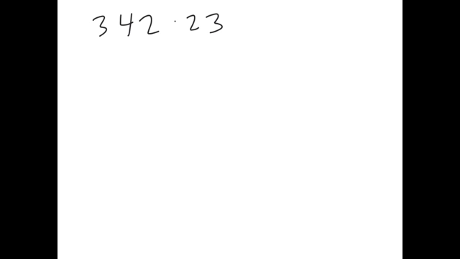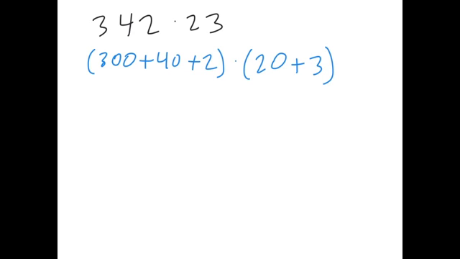So let's call this 300 plus 40 plus 2. See what I did there? I took 342 and broke it up into each spot: 300, 40, and 2. And so that is being multiplied by 20 plus 3. So break everything up by its place. So we've got hundreds place plus tens place plus ones place times tens place plus ones place.